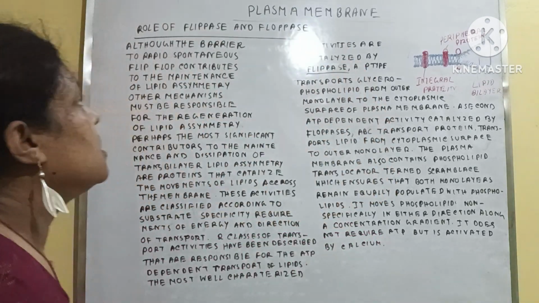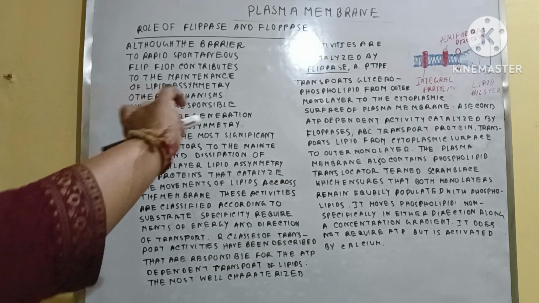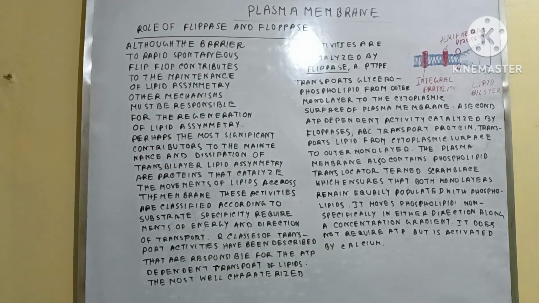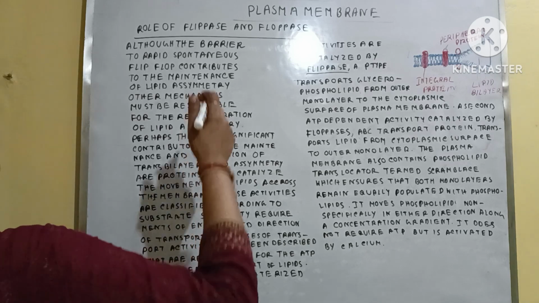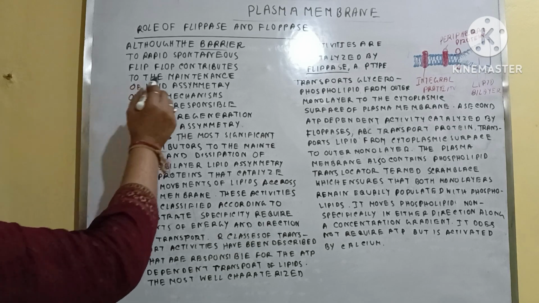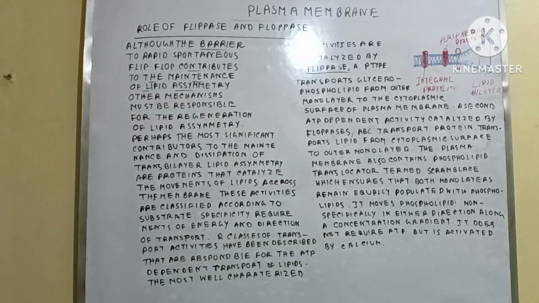So today's topic is the role of Flippase and Floppase. These are related to the plasma membrane. First, we have to know that there are some barriers to rapid spontaneous flip-flop, which contribute to the maintenance of lipid asymmetry. In my previous video I already explained the asymmetry of the lipid molecules.